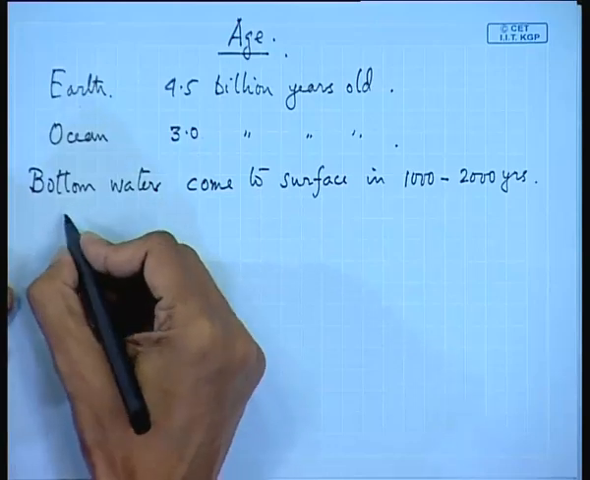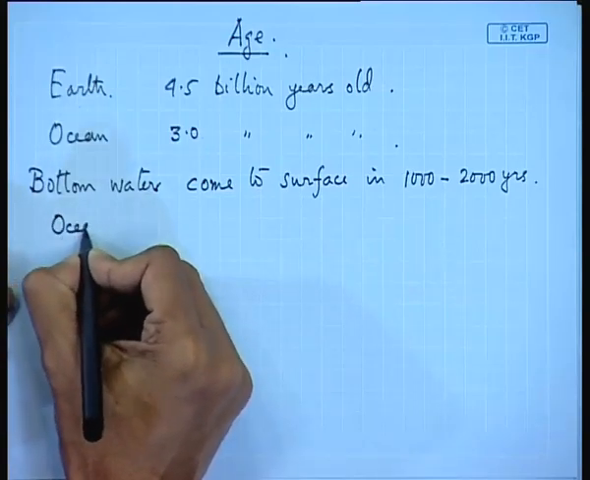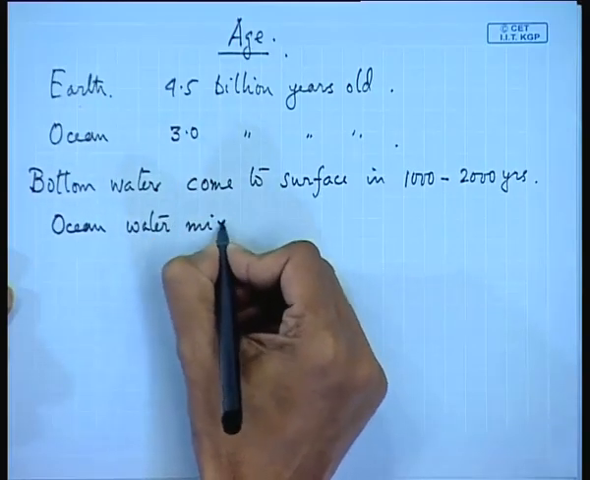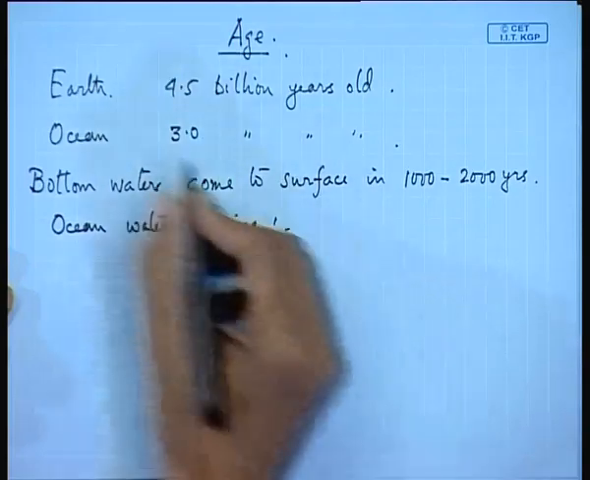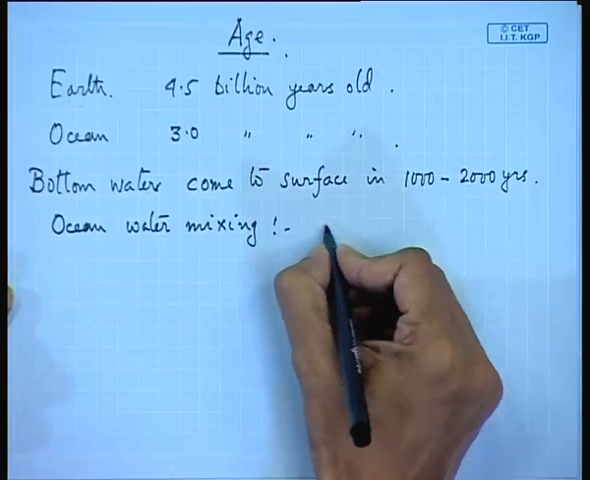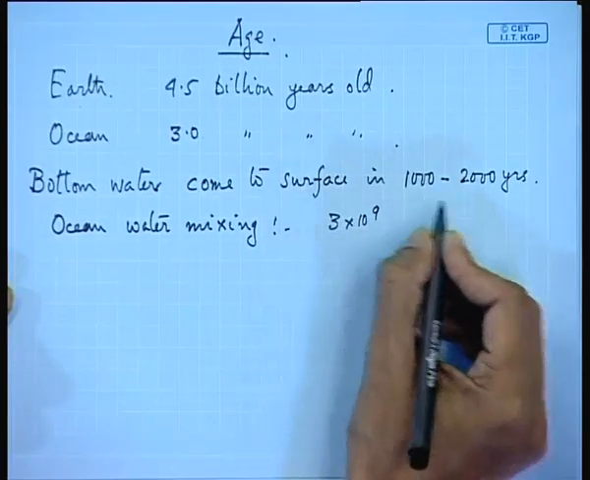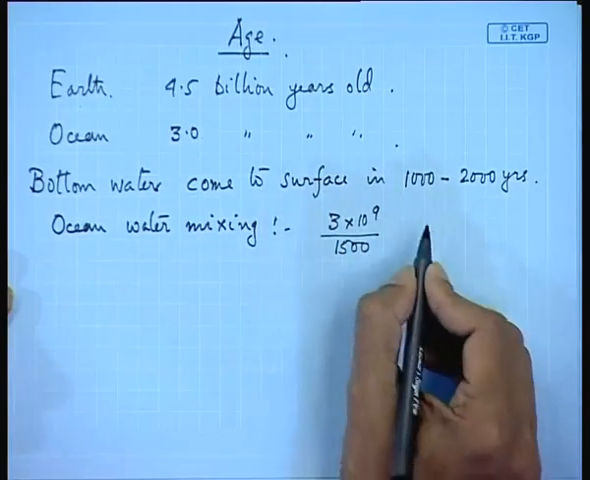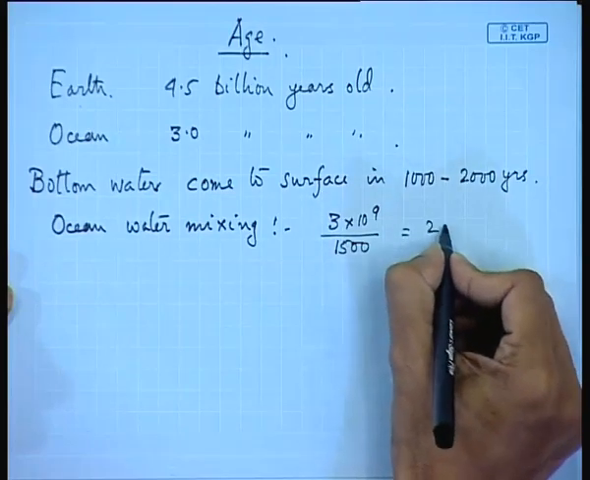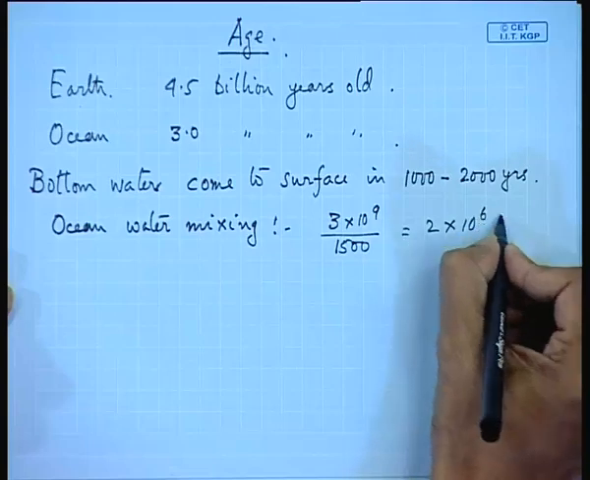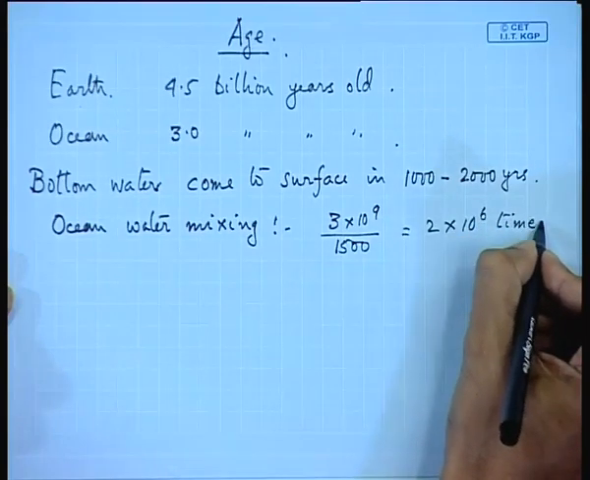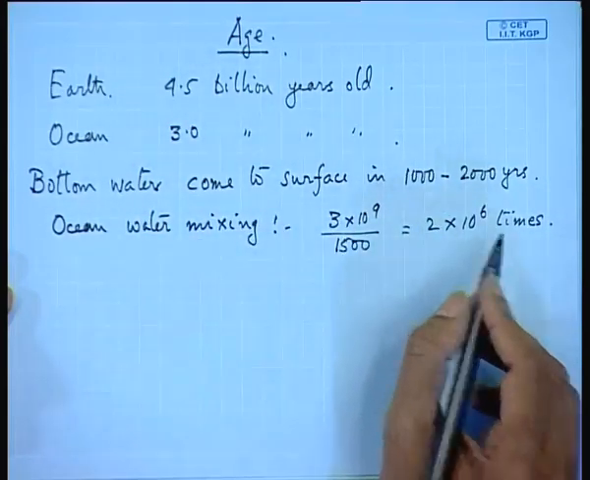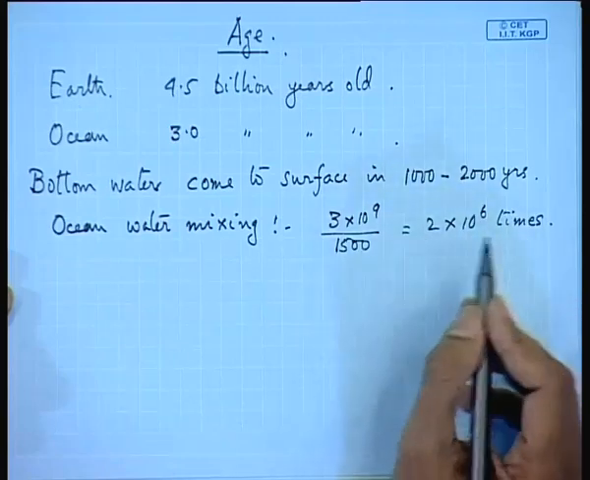So, this causes what is called ocean water mixing. If one divides, the age is 3 billion years, so this is 3 multiplied by 10 to the power 9, and for the average of 1000 to 2000 you take 1500. So, this is 2 into 10 to the power 6 times. So, this is not small. In the total age of the oceans there has been 2 into 10 to the power 6 times of mixing.